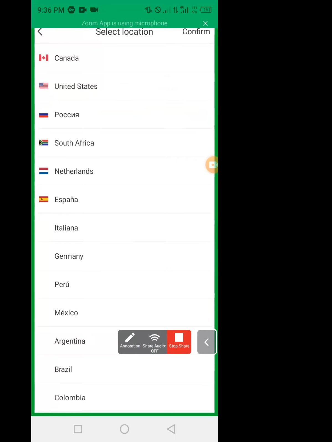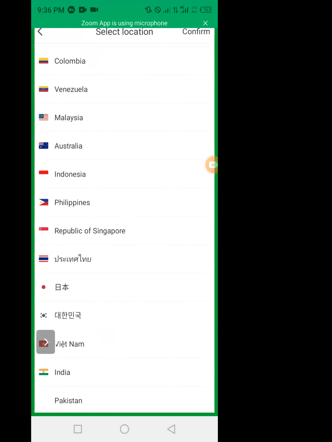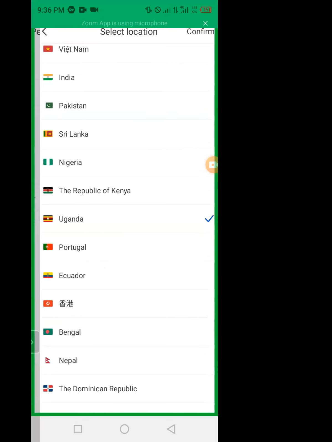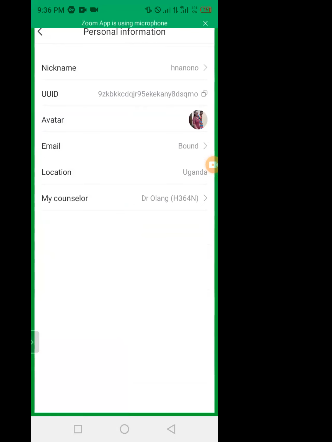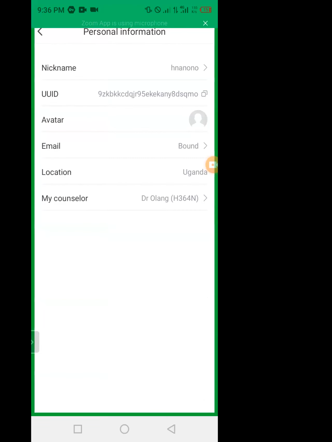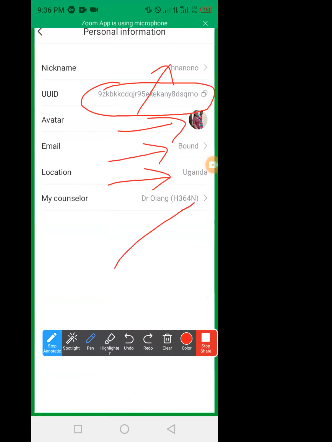Sometimes they asked you, where are you coming from? And then I say Uganda. Sometime back when we had just joined, Uganda was not there, so we were just putting other. When you see that your country is not on the list, you can choose other. But if your country is among the list, always put your country. And then always check on your counselor. Your counselor, that is the person who introduced you to the business.